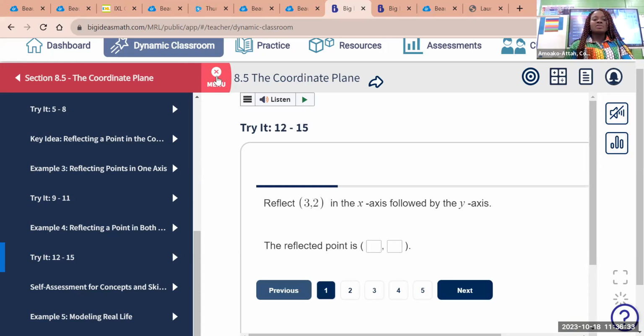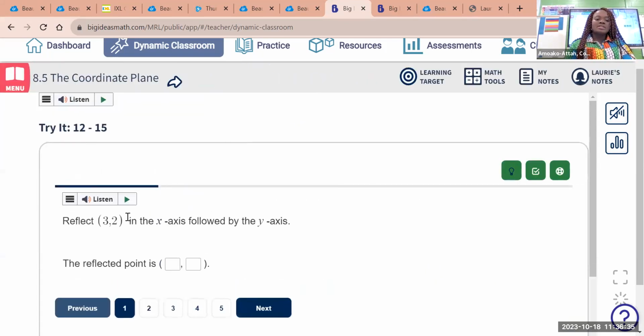All right, so we have the first example here: reflect (2, 3) in the x-axis, followed by the y-axis. So the reflected point is what? How do we reflect (2, 3) in the x-axis? If I'm to draw my coordinates, let's quickly draw something.